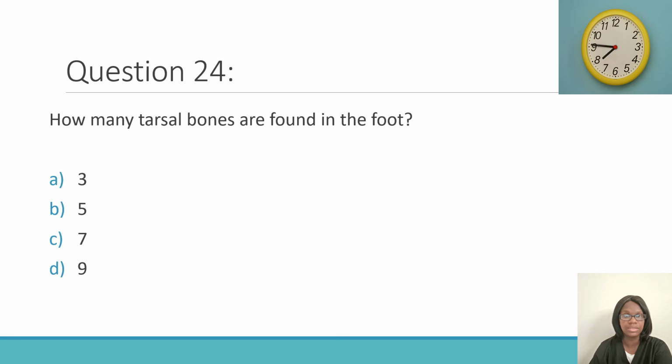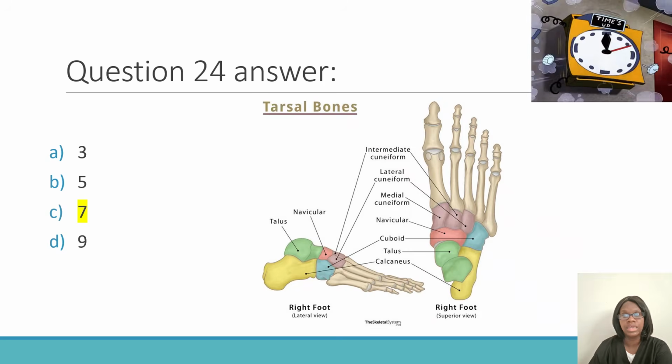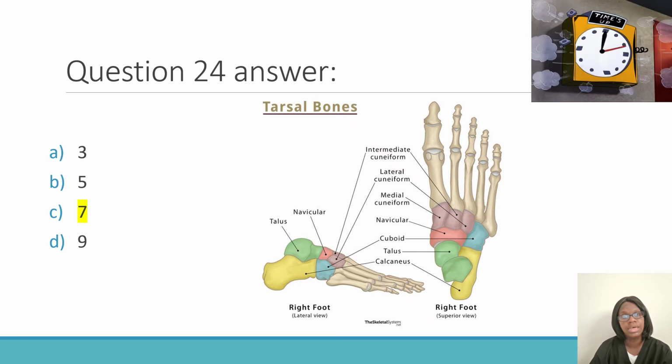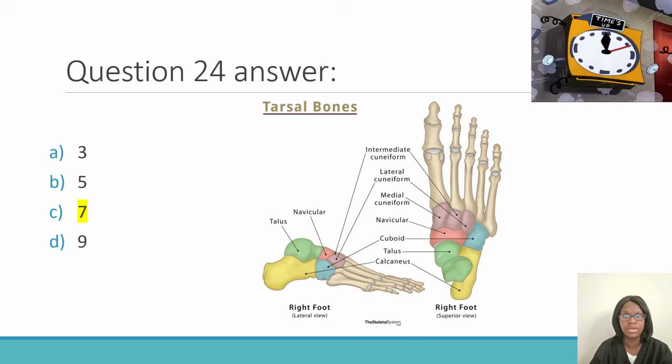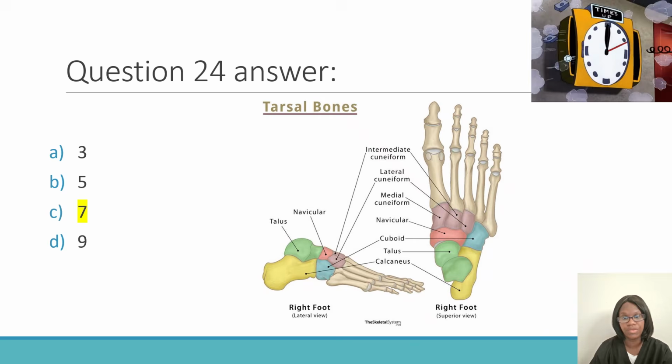Okay, the correct answer is C, 7. So the tarsal bones that are found in the foot are called the talus, calcaneus, navicular, cuboid, medial cuneiform, intermediate cuneiform, and lateral cuneiform.